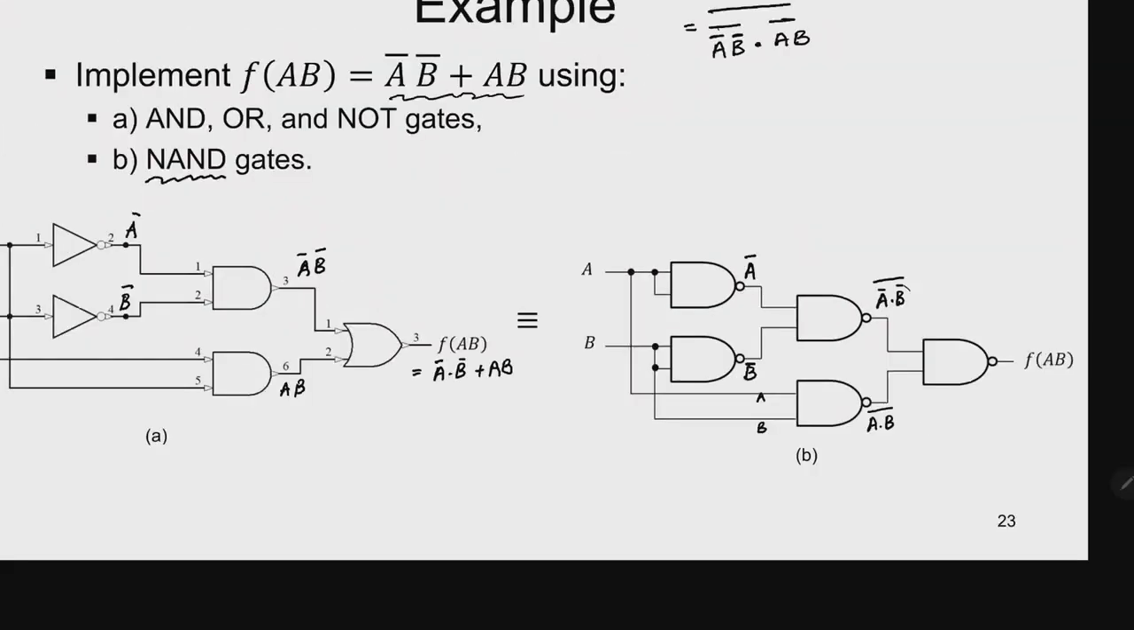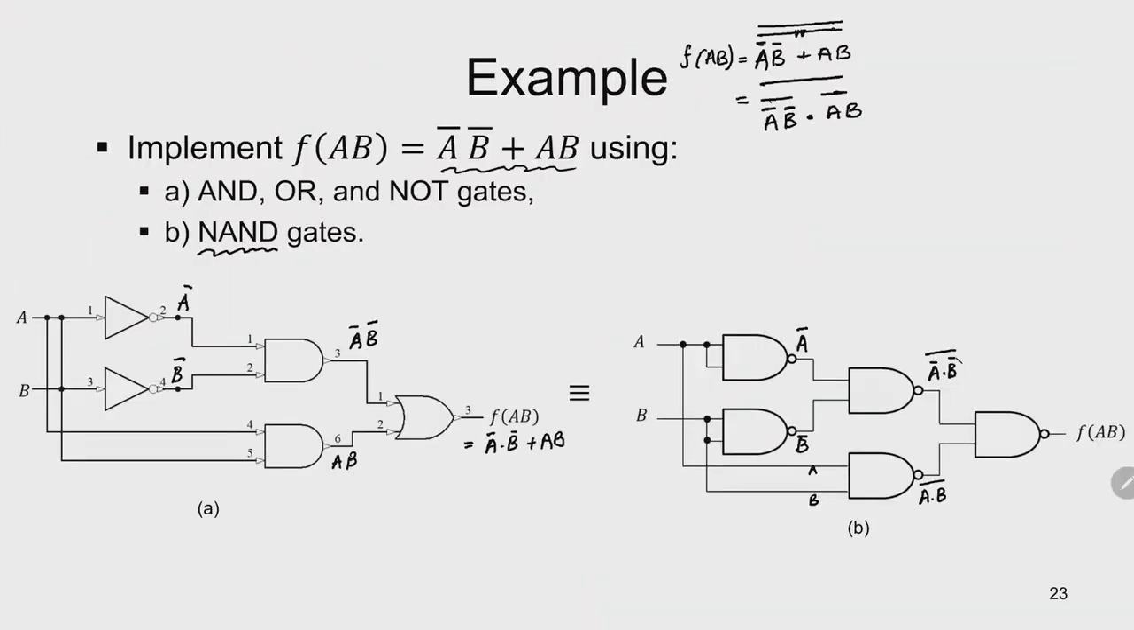So we have our original expression, which is A bar B bar plus AB. Okay, so we implemented the exclusive NOR gate using just NAND gates here. As I mentioned, you can build any circuit using just universal gates. So here we show that we build it using NAND gates.